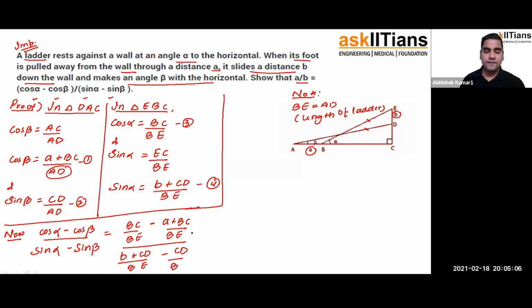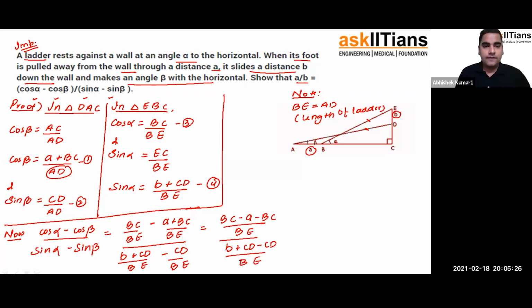Understood? If you simplify it further, what will you get? You will be getting BC minus A minus BC upon BE. That will be equal to B plus CD minus CD upon BE. Is that clear to everyone? Please confirm. Cos alpha is BC upon BE.